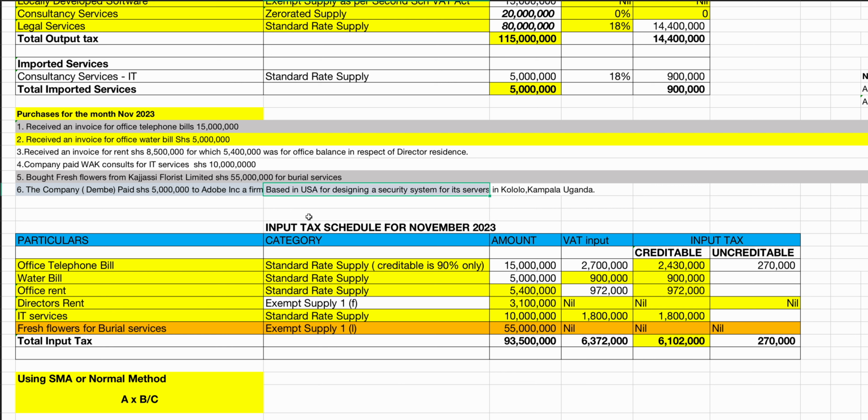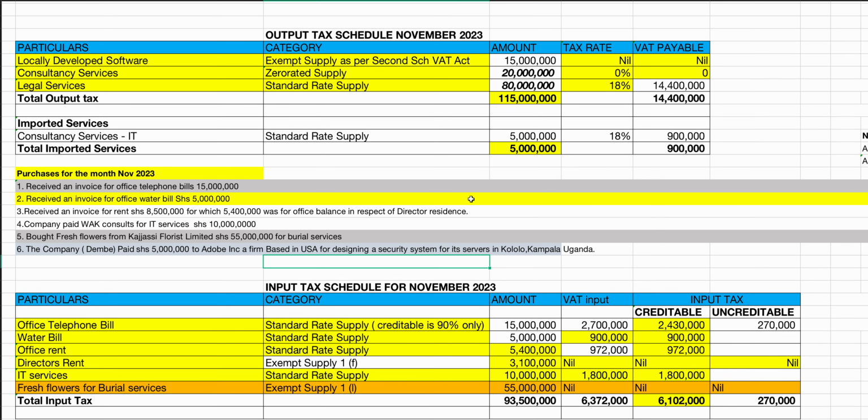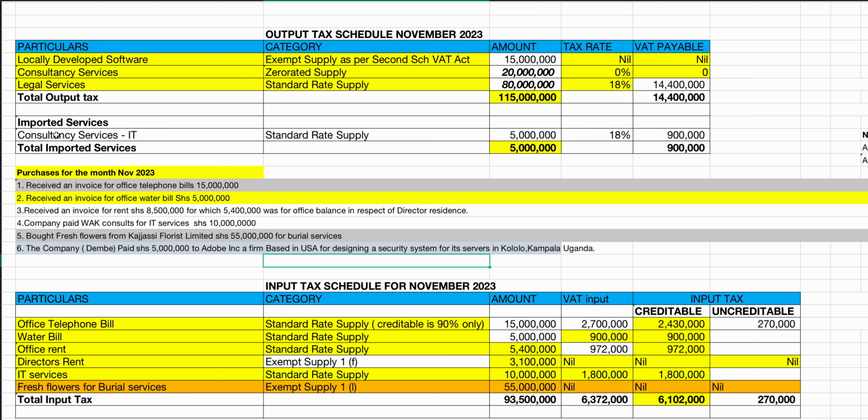Now, I guess most of us have heard about the term imported services. It's one of the key items being considered during the URA audits, and many people are being caught off guard when it comes to imported services. One is wondering, how does it work? Who pays the imported service?